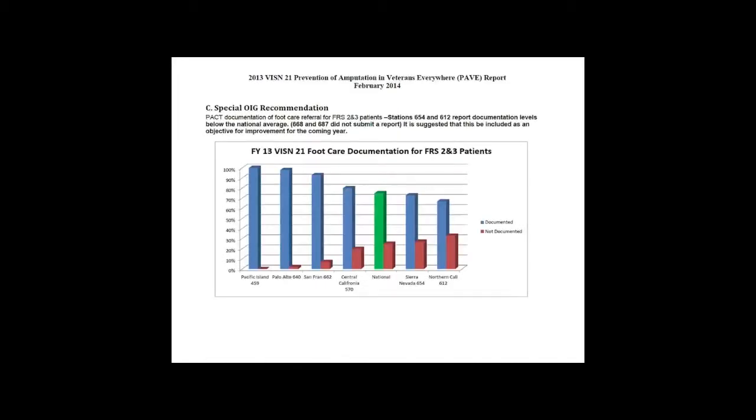The PAVE committee is responsible for submitting a yearly report to the central office and implementing action plans for improving the program or correcting deficiencies as they relate to the PAVE directive. As you can see, this page from the audit of our 2013 PAVE report, which was conducted by the Office of the Inspector General, has determined that this station is below the national average for PACT documentation of foot care referrals for patients with foot risk scores of 2 and 3.